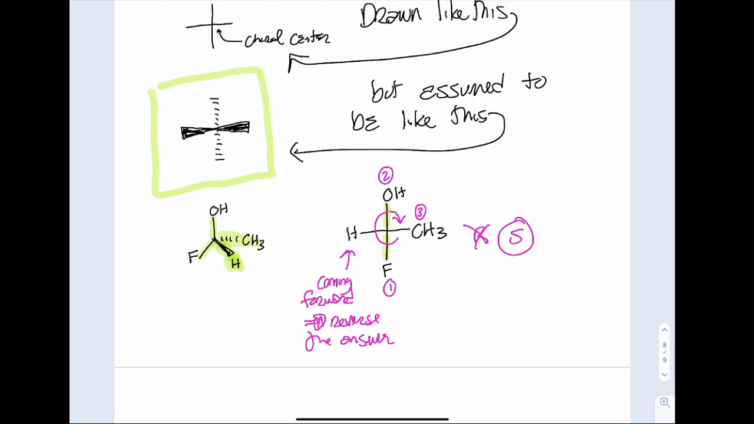And we could double check it. This one, because I have the lowest priority group coming out, it's not really all that hard to do. So we could do 1, 2. When I say it's not that hard, it's still kind of hard. It's just relative to what it could be, right? I could make it worse. I'm going to go from 1 to 2 to 3. I'm going in that direction. That direction is clockwise. But again, my lowest priority group is coming out. So we do need to switch our answer to S.